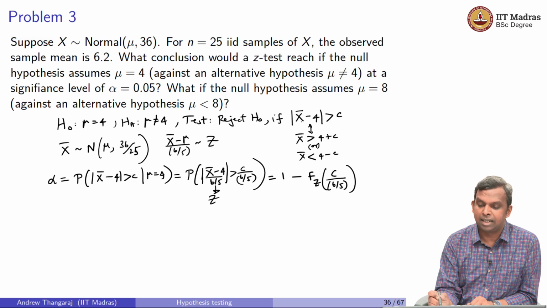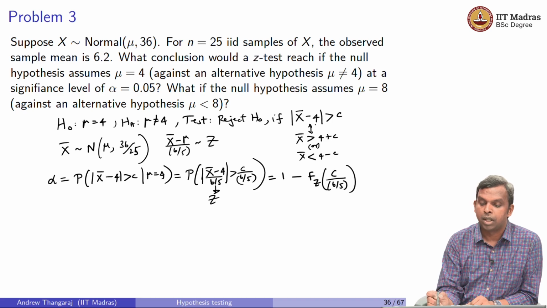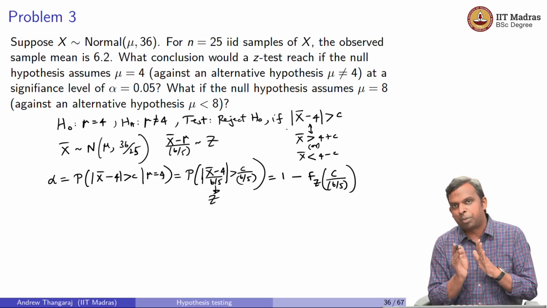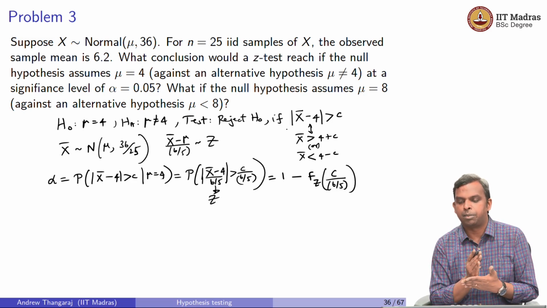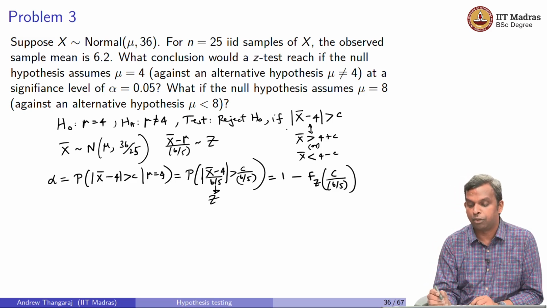Notice how the test ended up being nicely written around 4. You have to pay attention to these kind of things when you have a two-sided hypothesis. I'm writing down the test like this. If it's one-sided, I'll usually simply write x bar greater than C. If it's left-sided, I'll write x bar less than C. Two-sided, you have to pay attention. There has to be some center, and then x bar minus 4 has to be big enough.